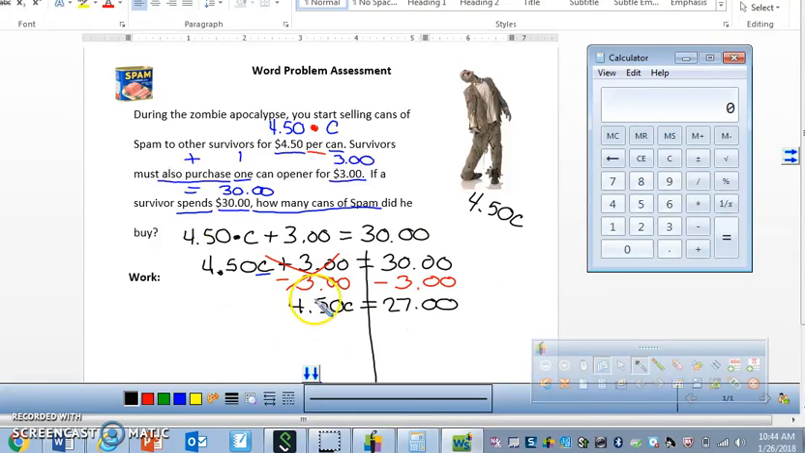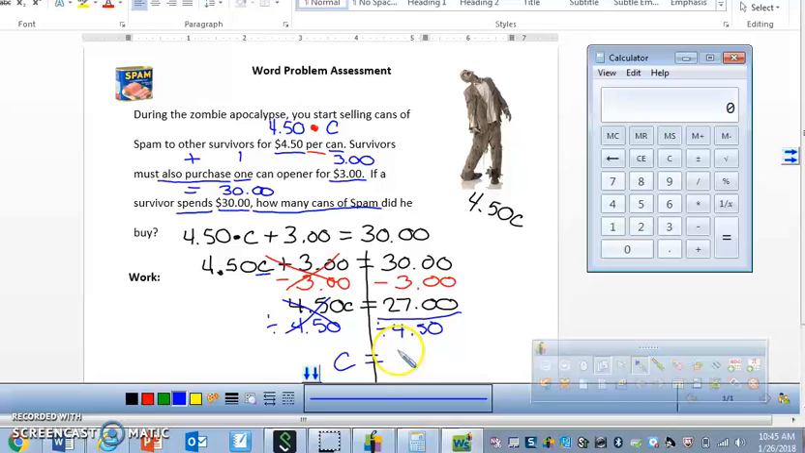So now I go back to this 450C. And remember from up here we have 450 times C is the same thing as what I have here. And the inverse of times we know is to divide. So I'm going to divide each side by $4.50. And again, whatever I do to one side of the equation, I have to do to the other. So $4.50 here I divide by. Now this is going to go to 1. And we normally don't write the 1, so we're just left with C. So now C is by itself.